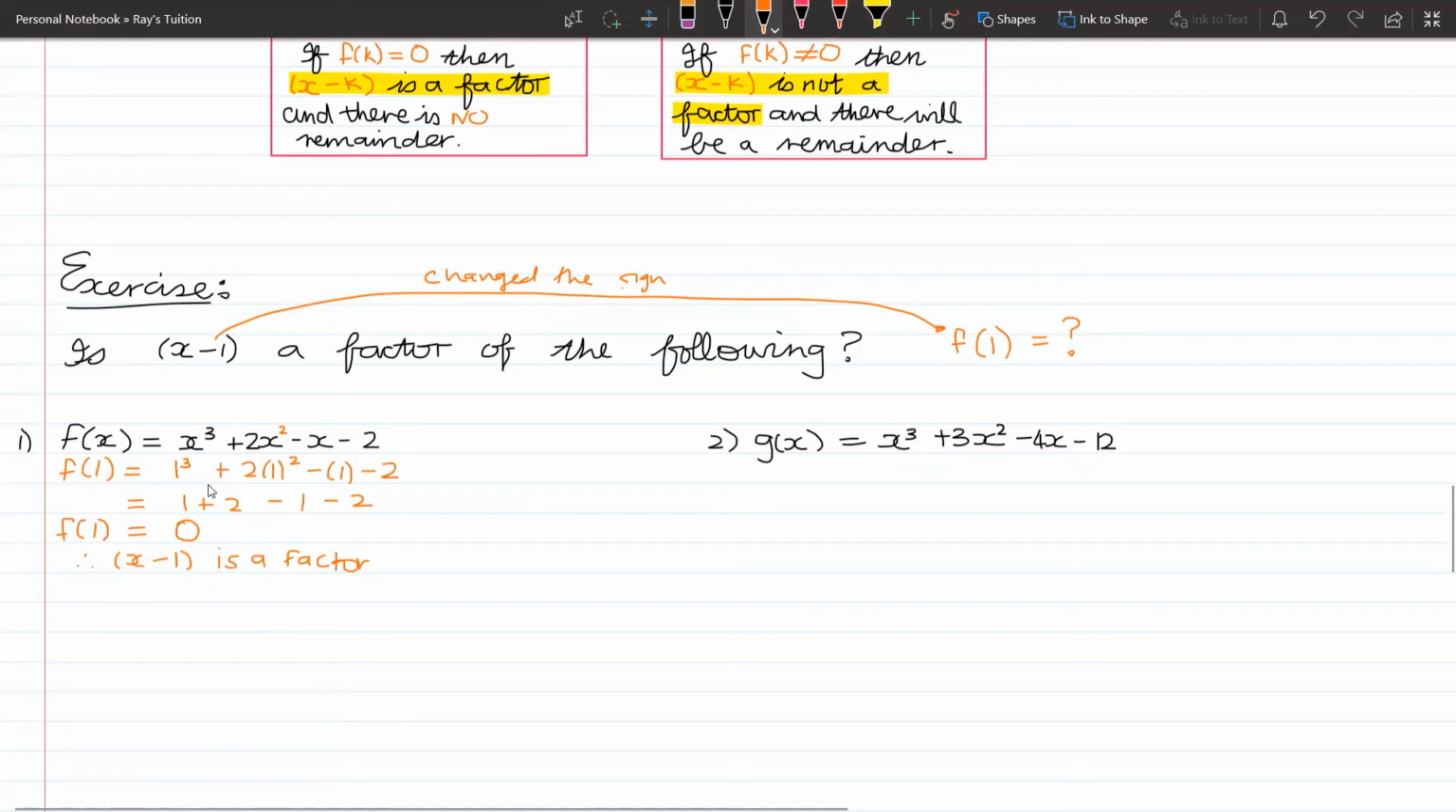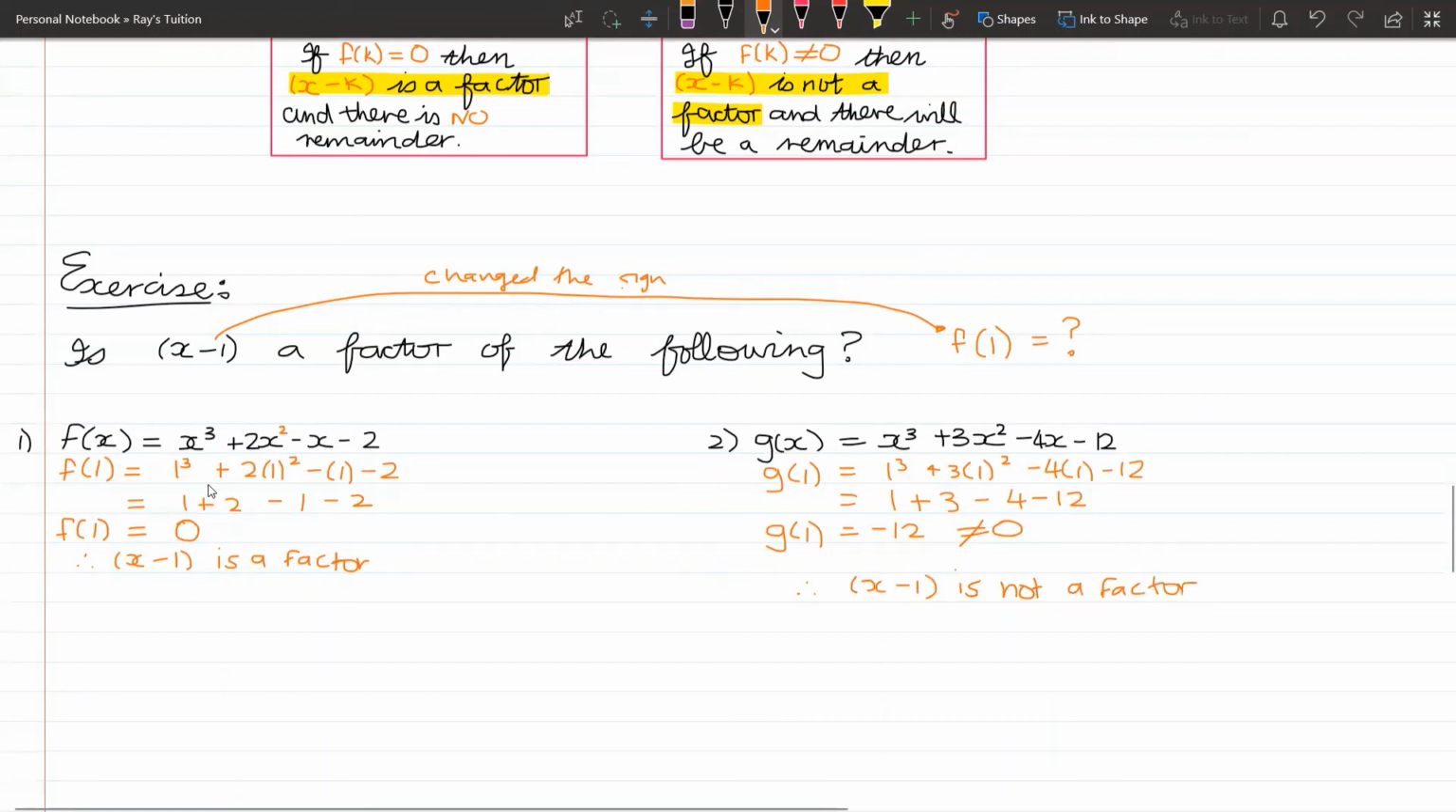We want to know, is x minus 1 a factor? So we have to calculate g of 1. Again, we've changed the sign. So this is 1 cubed plus 3 times 1 squared minus 4 times 1 minus 12. So this here is 1 plus 3 minus 4 minus 12, which gives us negative 12. Now this is not equal to 0, therefore x minus 1 is not a factor.